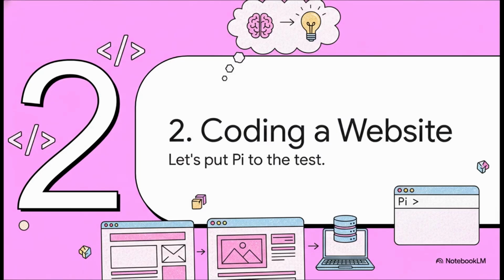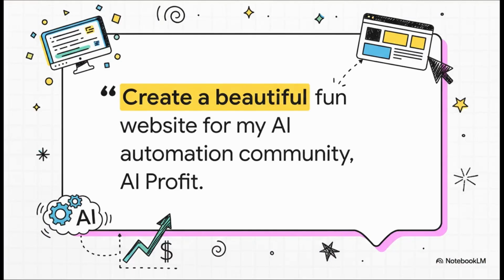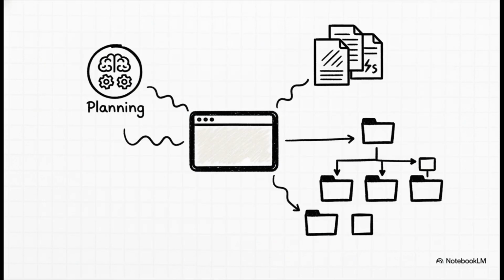Now, talking about it is one thing, but you really have to see it to believe it. So let's put Pi to the test right now with a real task, building a website from nothing. And this is it. Seriously, this is the entire prompt. We're not giving it complicated instructions or technical jargon, just a simple human thought. Create a beautiful, fun website for my AI automation community, AI Profit. Let's see what happens. And just like that, it's off to the races.